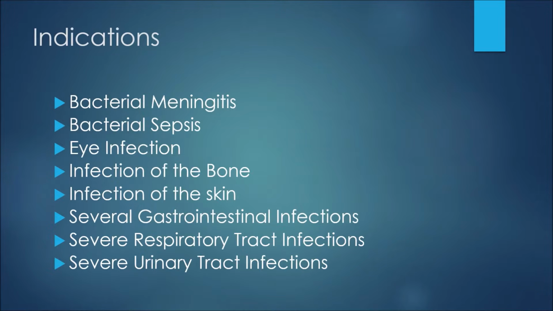In terms of indications or reasons we would prescribe this medication to a patient, we may see it used for bacterial meningitis or bacterial sepsis. Patients with an eye infection may use this medication in the ointment form. Patients with an infection of the bone or an infection of the skin or subcutaneous tissue may use gentamicin. The medication may also be used for several gastrointestinal infections, severe respiratory tract infections, as well as severe urinary tract infections.